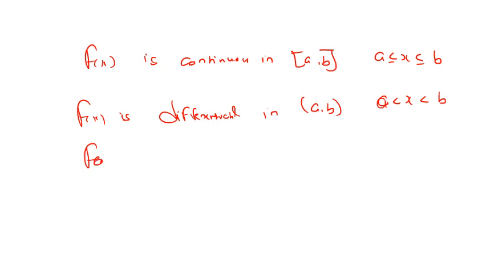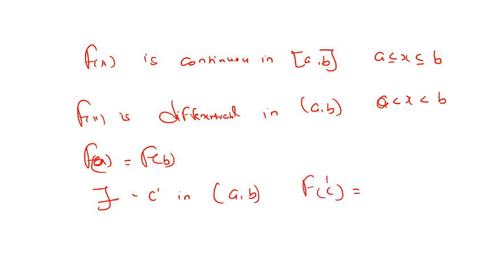And the next one is f(a) is equal to f(b). That means the values of the function at the extremities, at a and b, are equal. Then there exists a c in the open interval (a, b), that is in between a and b, such that f'(c) is equal to 0. This is called Rolle's theorem. f(x) is continuous in the closed interval [a, b], differentiable in the open interval (a, b), f(a) is equal to f(b). Then there is a c in the open interval (a, b) such that f'(c) is equal to 0.